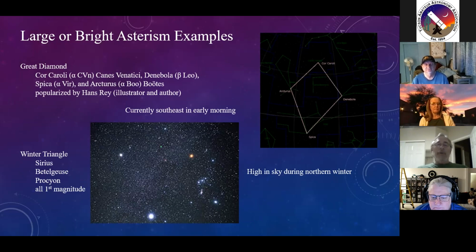Another very common one that's large and covers multiple constellations is the Winter Triangle. And this is Sirius, Betelgeuse, Procyon. Now, in this case, they're all first magnitude stars. And like I say, generally, this is very typical in a lot of asterisms. If you look at this particular picture, you can see Betelgeuse sitting at one corner of Orion. And it really helps that it's kind of red colored in this picture. And there's Sirius and then Procyon up to the upper left. And like I say, this is pretty high in the sky during the northern winter.